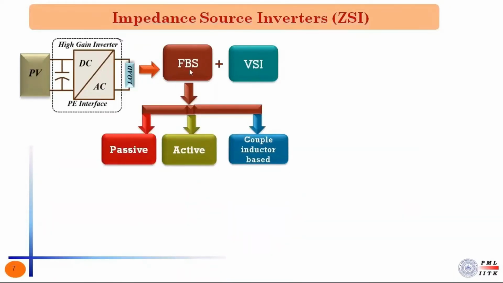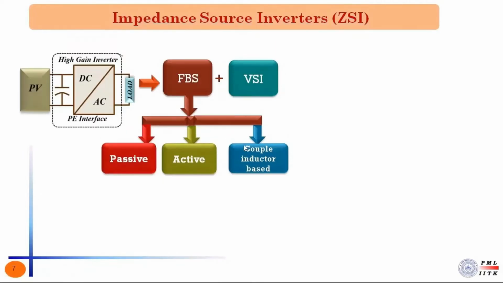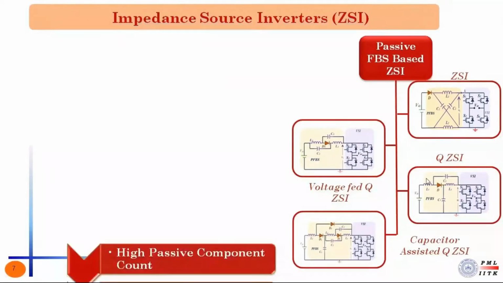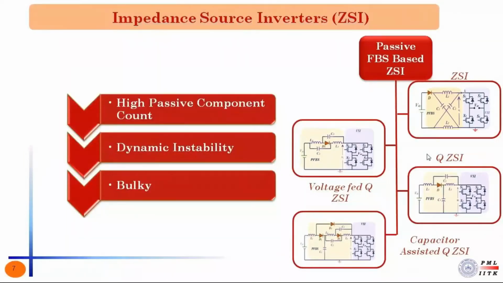So we'll see these three categories one by one. Now, first, under the category of passive front-end boost stage based ZSI, there are various topologies which are explored. However, these topologies have very high passive component count. So, this makes the system bulky. Also, these topologies are prone to dynamic instability.